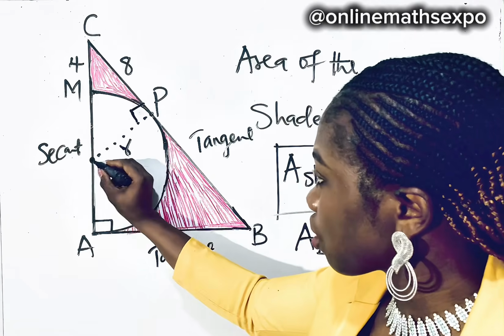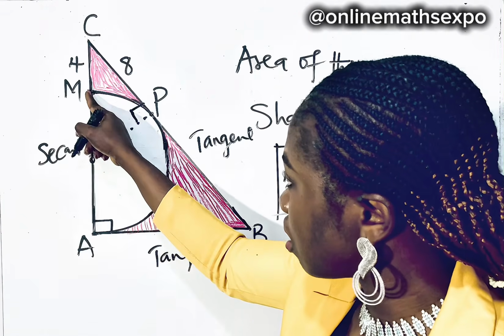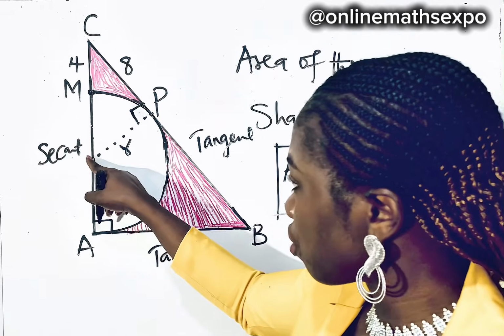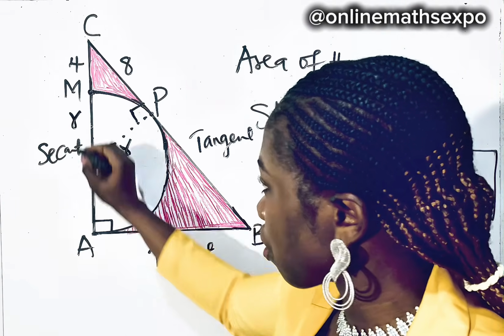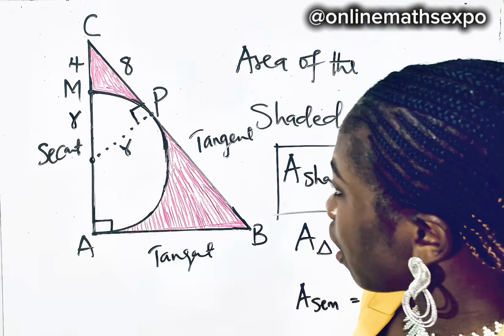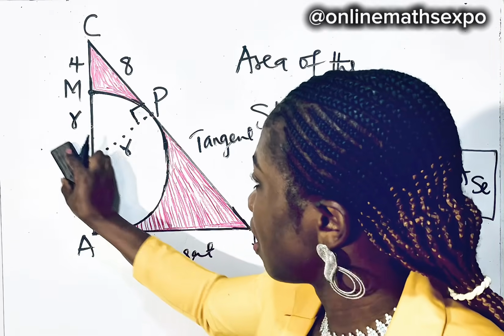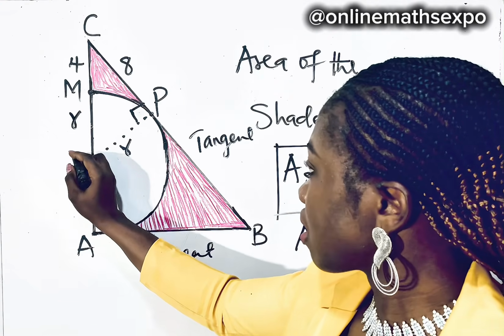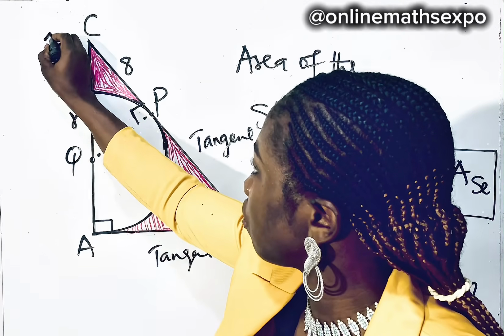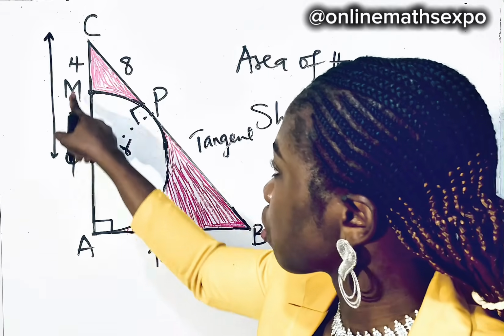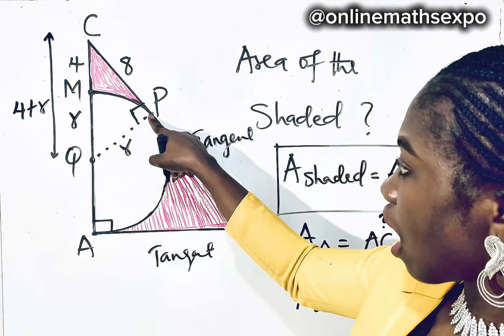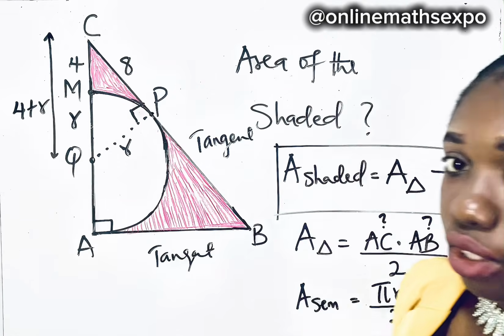Now, what should we do next? From here to here is the radius. Since this length AM is the diameter of the semicircle, from here to here is also a radius of the semicircle. So what did you observe? We can easily get this whole length. Let's call this length Q. It means that this length QC, the whole of this length, adding this and this, gives you 4 plus R. Then this is already R, and from P to C is 8 units.